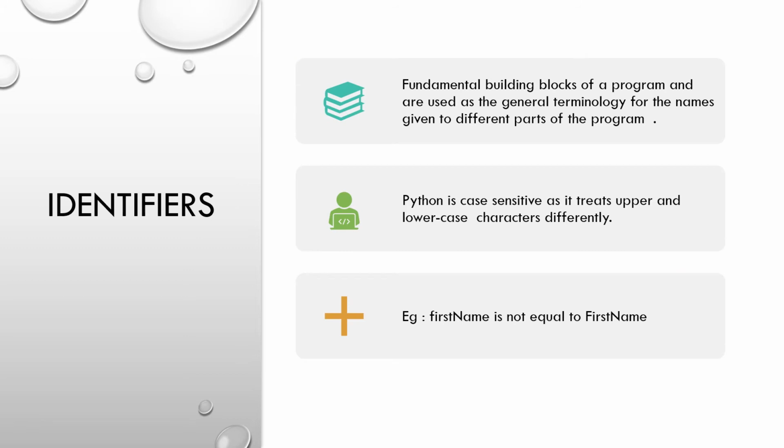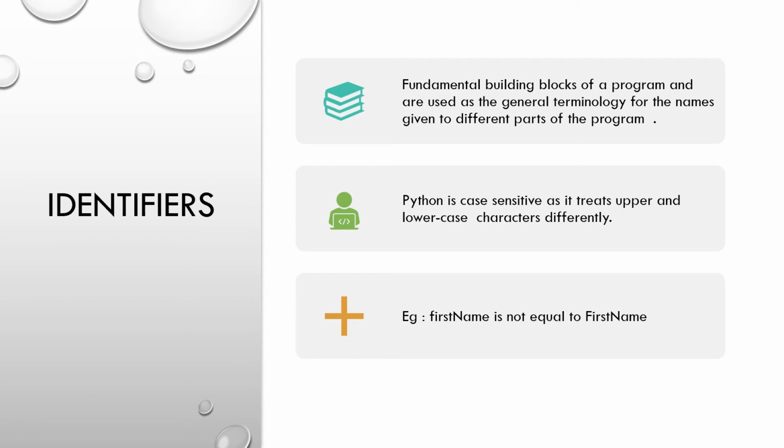Now we are going to talk about identifiers. We already saw the keywords. Identifiers are also called variables. They are defined as fundamental building blocks of a program and are used as a general terminology for names given to different parts of the program.